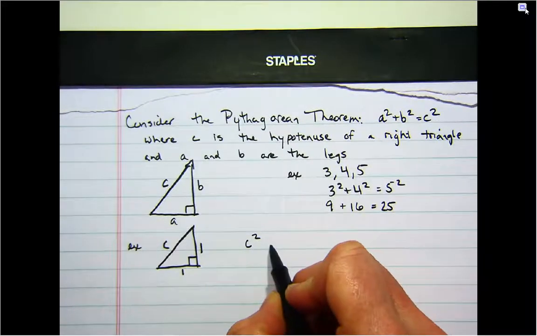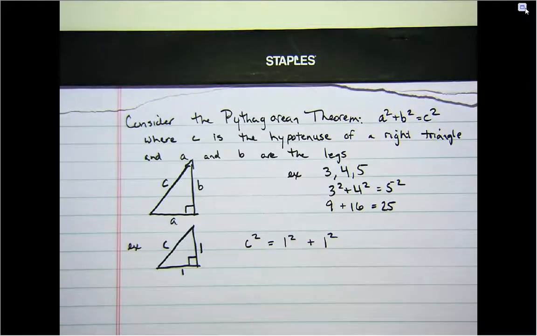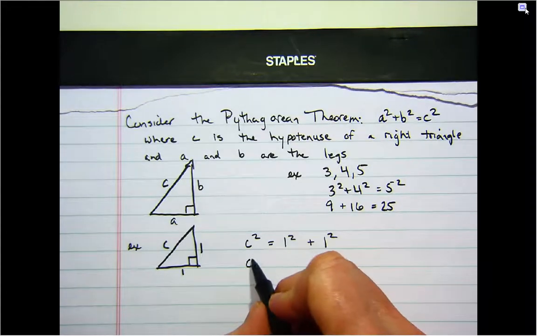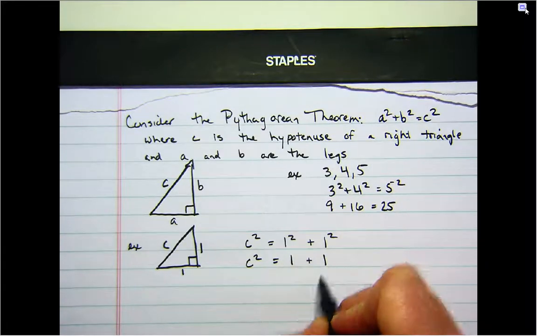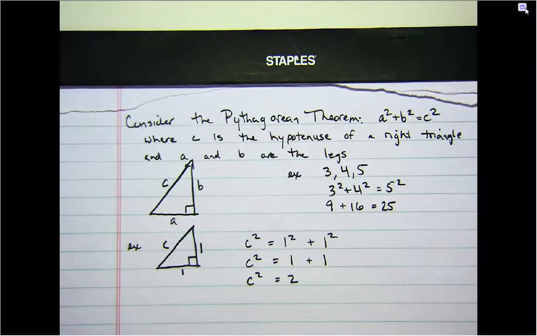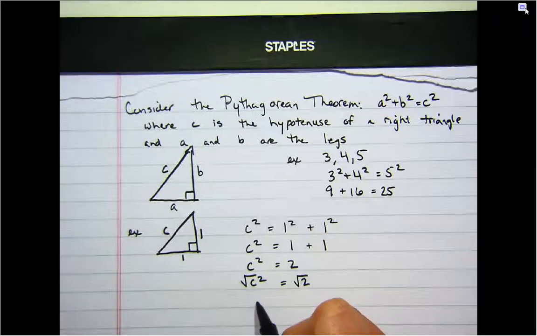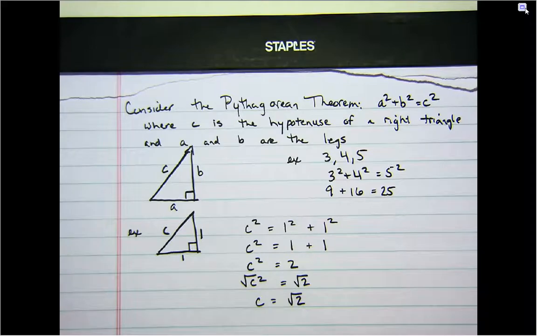So c squared equals 1 squared plus 1 squared. Well, 1 squared is pretty simple. It's just 1. So c squared is 1 plus 1. So c squared is 2. And then we can do the same thing to both sides of the equation. So the square root of c squared is the square root of 2. That means c is the square root of 2. So this is the simplest right triangle where the two legs are just 1.